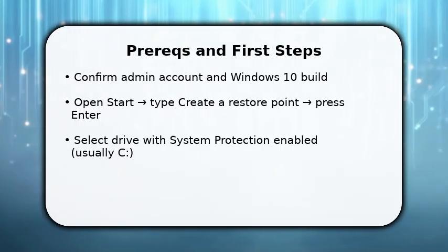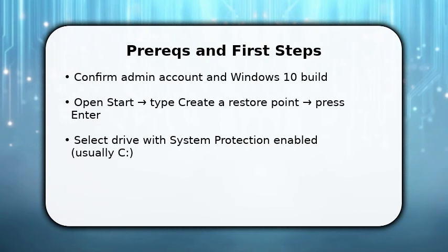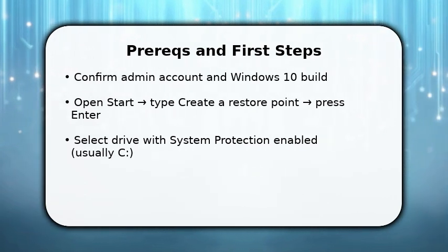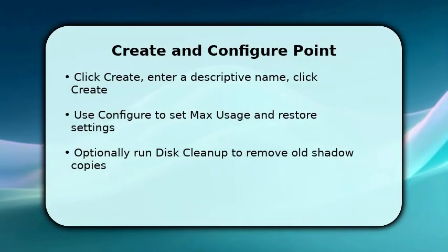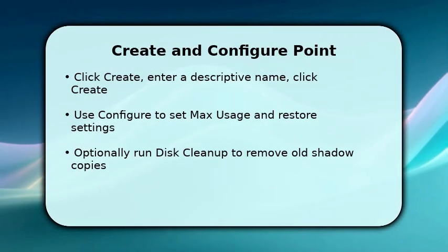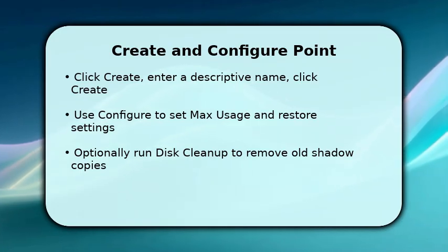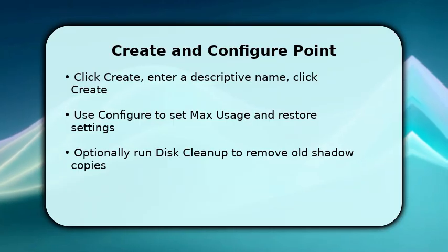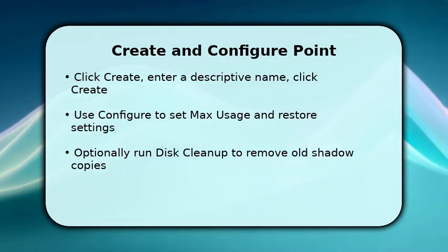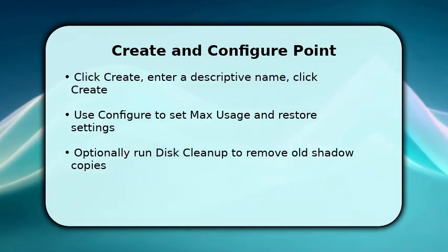You can't edit existing points, so this is the only way to change the saved state. Click Create, give the point a descriptive name that includes date and reason, then click Create again. Wait for the confirmation that the restore point was created. Next, use Configure to adjust max usage so Windows retains more points. Setting it higher prevents immediate purging.